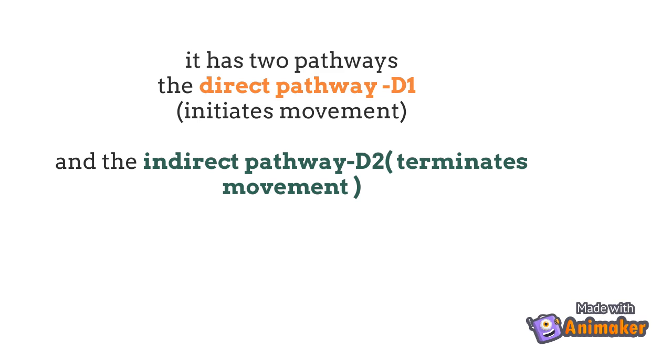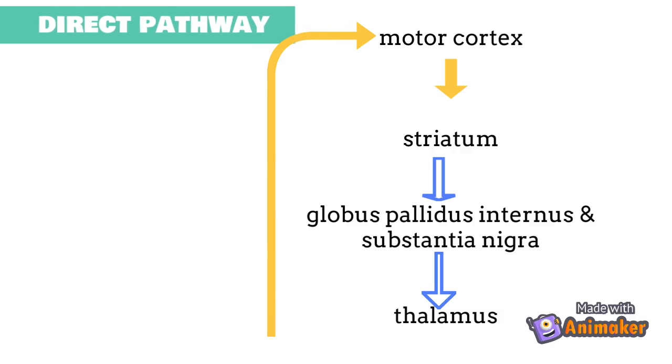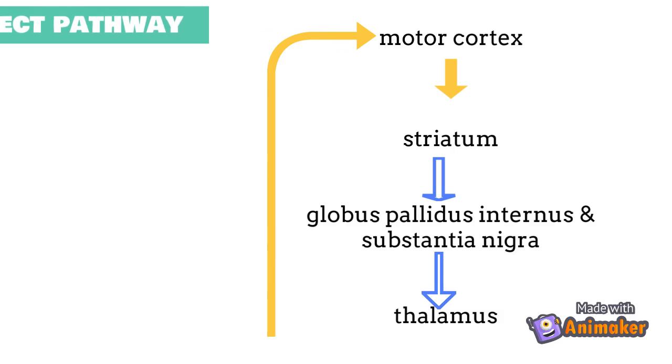Basal ganglia have two pathways. The direct pathway, which initiates movement, and the indirect pathway, which terminates movement. In the direct pathway, the motor cortex sends excitatory signals, denoted by the orange-colored arrows, to striatum. If you remember, striatum includes putamen and caudate nucleus. These excitatory neurons are glutamate.